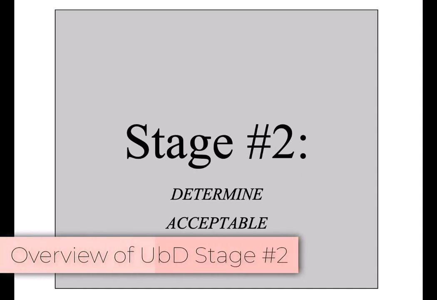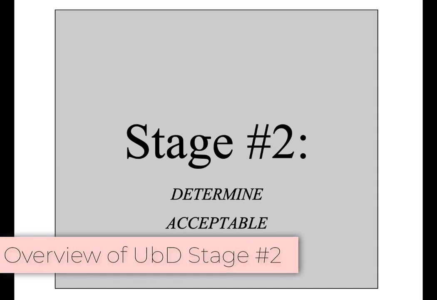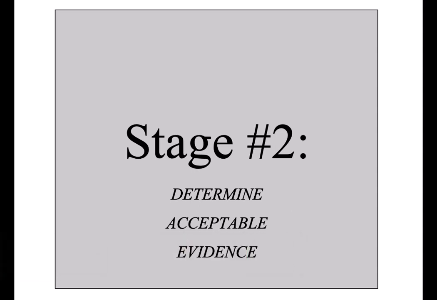UbD Stage 2 is all about determining acceptable evidence. In this stage, the main focus is to make sure that what is assessed and how it is assessed comes from the goals that you established in Stage 1. It is super important to have evidence to demonstrate your students are learning and that you have the appropriate assessments needed to make sure they are.